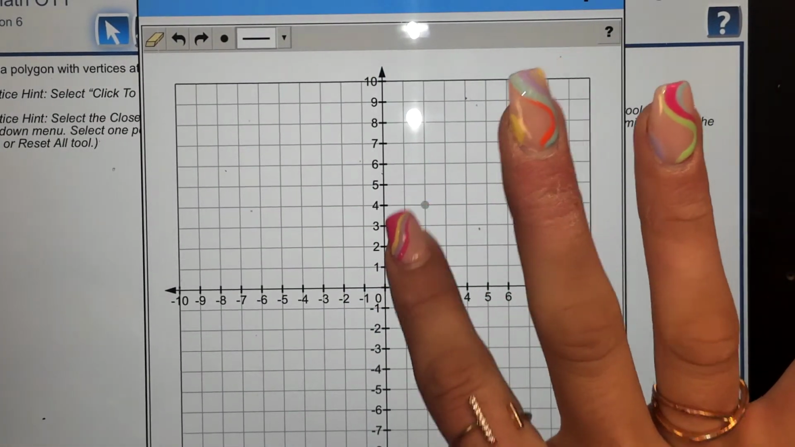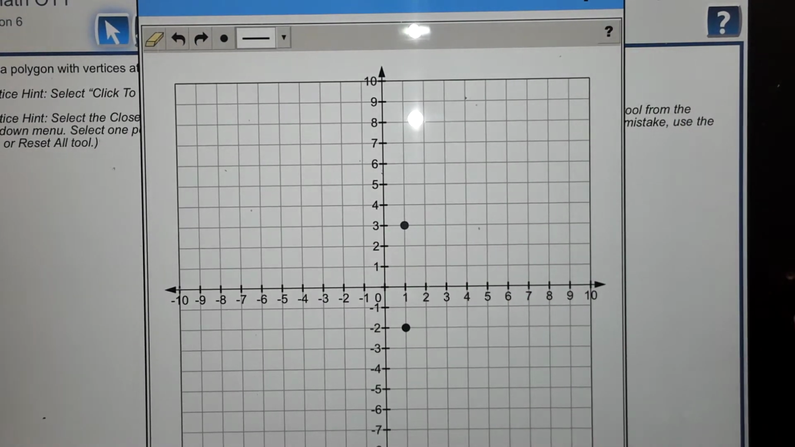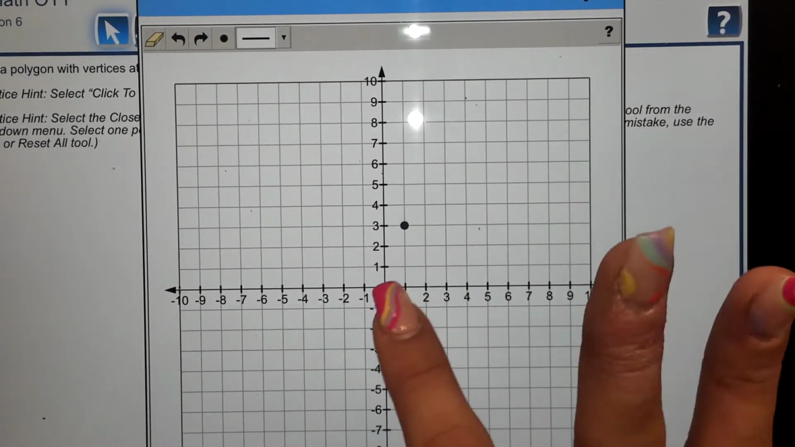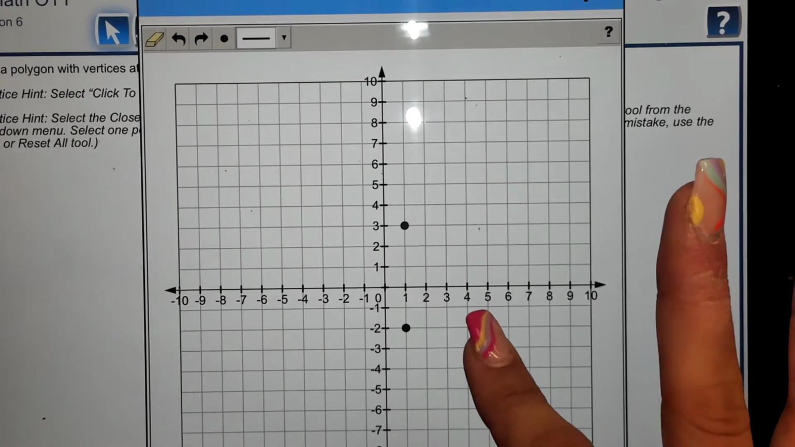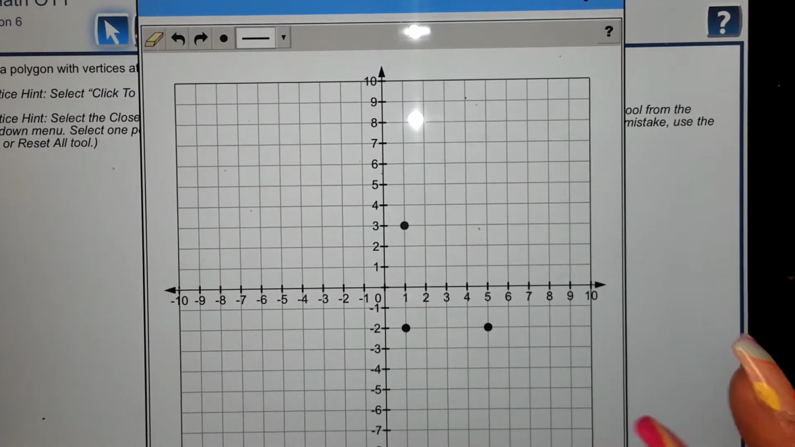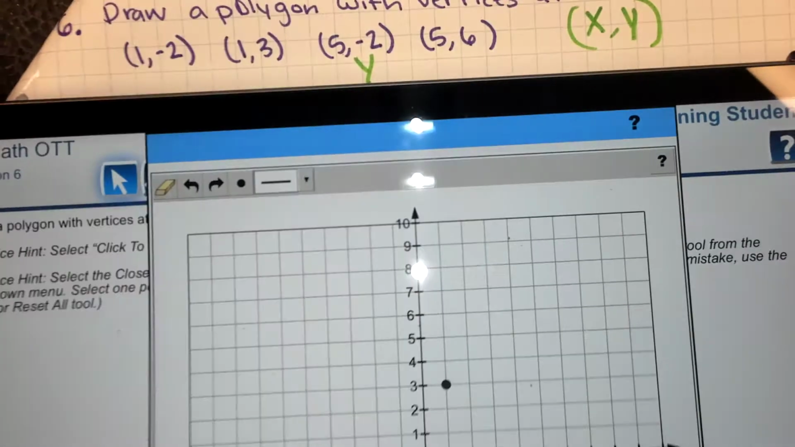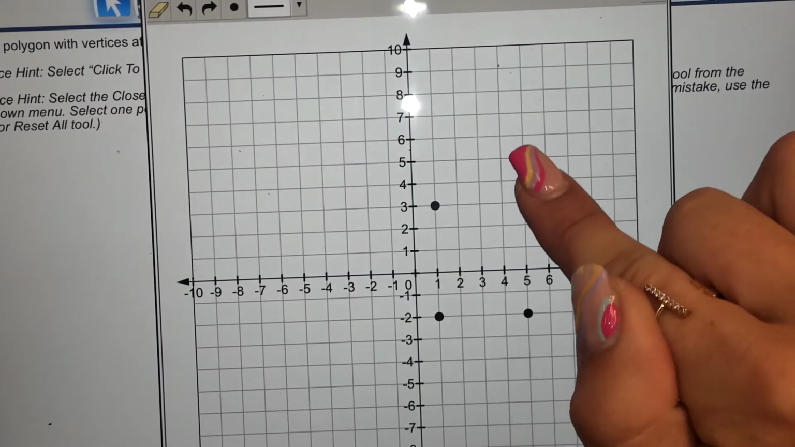Hello, ghost dot. Okay. And then we had 5, negative 2. And then we had, are y'all doing this on yours right now? I want to see it. Y'all are probably faster at this than me. And then 5, 6. So over 5, up to 6.